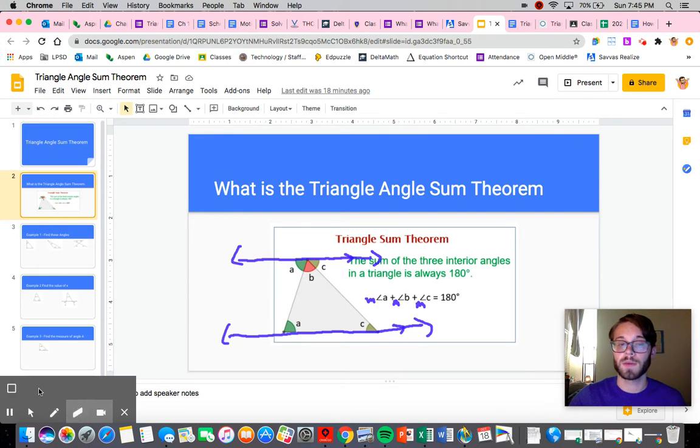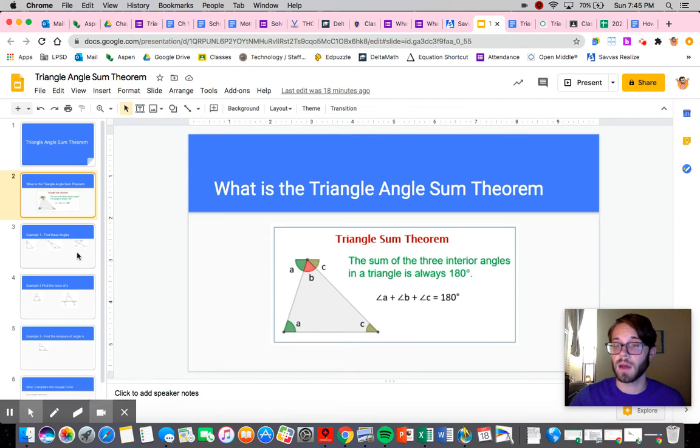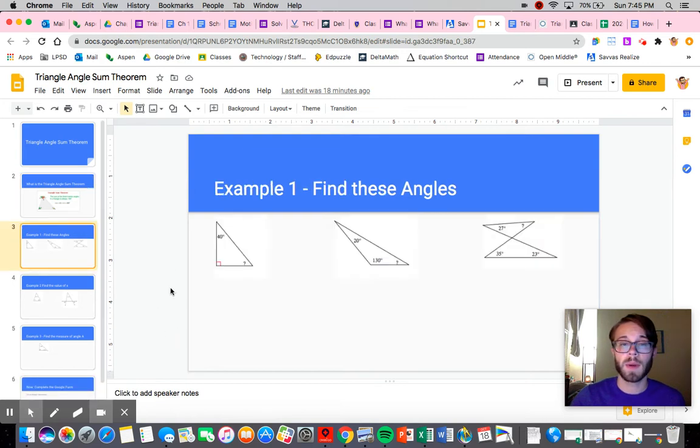Okay, so that's really important. That's going to be useful throughout the entire class, and it's going to come up a lot. So let's talk about how we actually use this. We can use it to figure out missing triangle angles, because we know that all three of these angles must add up to 180 degrees.